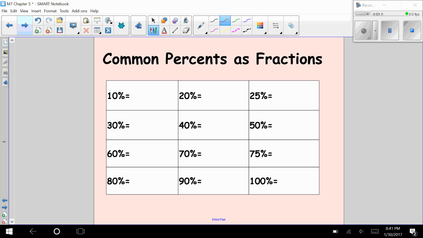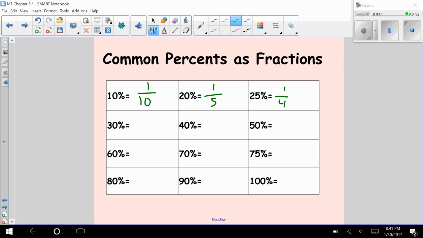Now we're going to write some common percents as fractions. These will be ones that you can just know and not have to do any work to figure out. So if you see the fraction, you can change it to a percent. If you see the percent, you can change it to a fraction. So 10% is 1/10 as a fraction. 20% is 1/5.